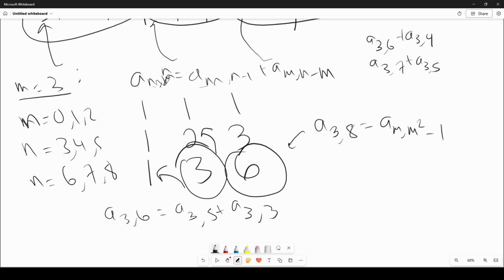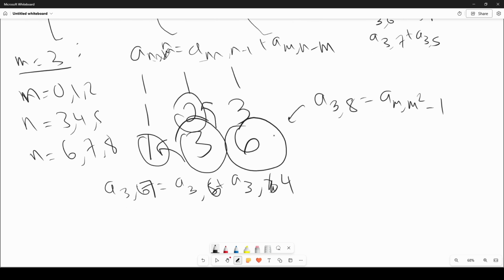Oh, sorry, this is n equals 7. So that should be a 7, that should be a 6, and that should be a 4. So a3 comma 6 is right there, and a3 comma 4, well, you just have to subtract 3, which is equivalent to going up a row, is right there. So every single number in the sequence is just the sum of the number behind it plus the number above it. This is a really helpful way of thinking about the problem.